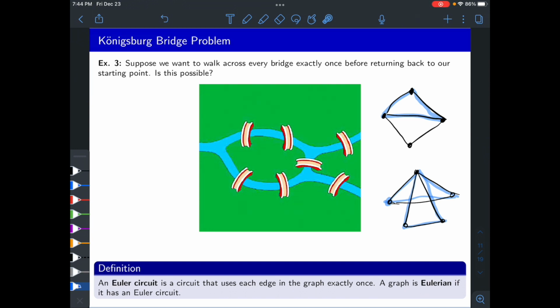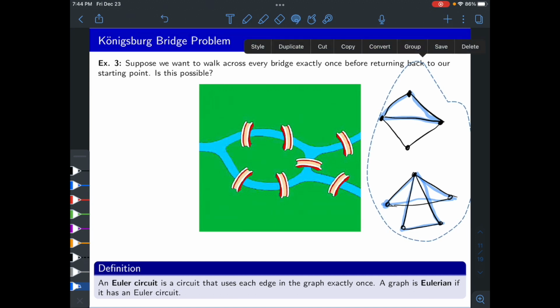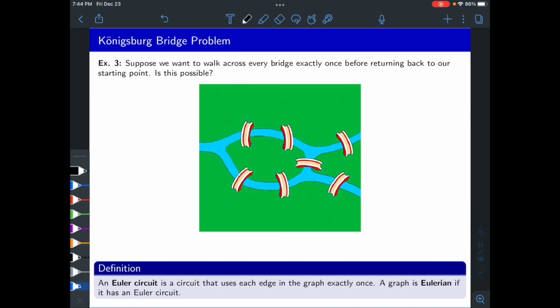It turns out that there is no Euler circuit for this Königsberg bridge problem. So what we can do is translate this bridge problem into a graph theory problem. How can we do that? Well, my picture earlier kind of hinted at it. We can create a graph where we have one vertex for each piece of land, and then we will have an edge connecting two vertices for every bridge that is connecting two pieces of land.